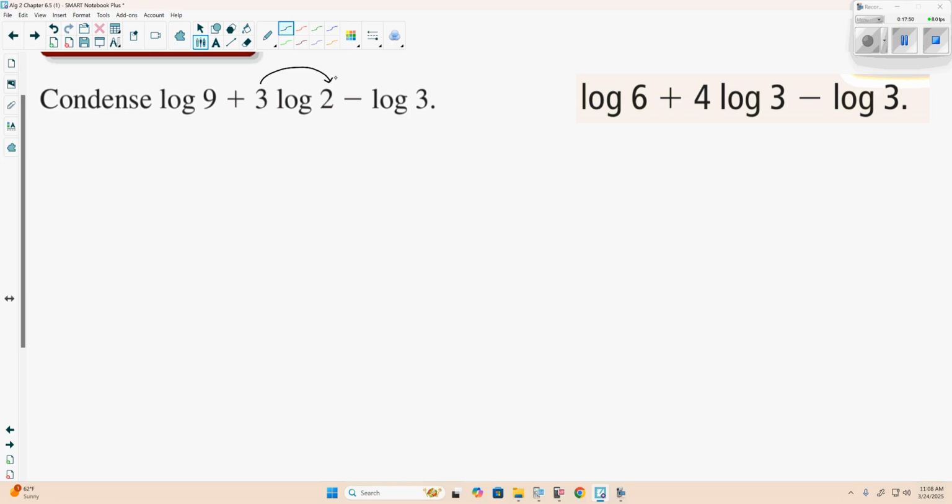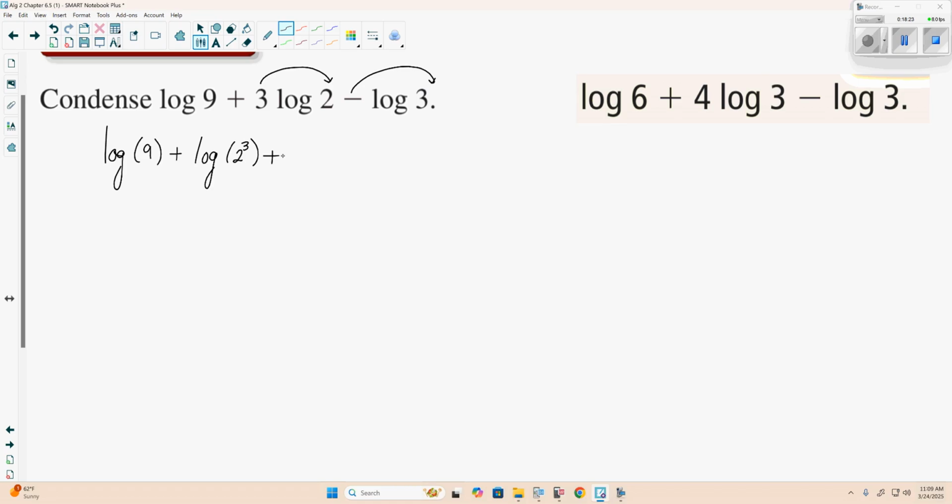There's nothing in front of log 9, so it's still going to be log of 9. Plus, we move the 3 up to the top, giving us log of 2 to the third. Those two we're good with. Now, on the last one, we have minus log of 3. But we're also going to take this negative up. Now, since we take the negative up, it's going to turn that sign to plus.